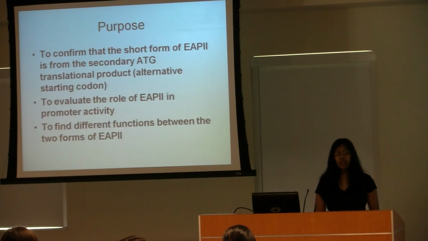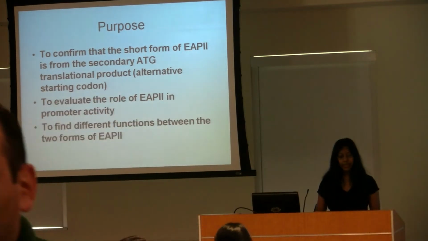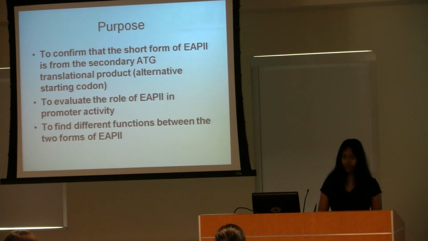So the purpose of my 7 weeks here was to confirm that there are indeed two forms of EAP2, and that the short form comes from the ATG mutant. And also, we wanted to evaluate the role of EAP2 in promoter activity, and we used many tools to measure that. Also, we were looking at the different functions between long form and short form.